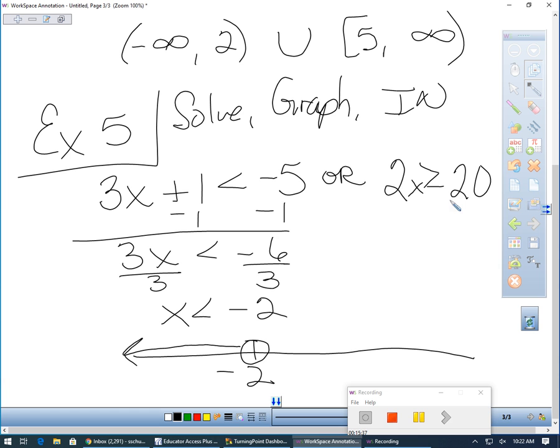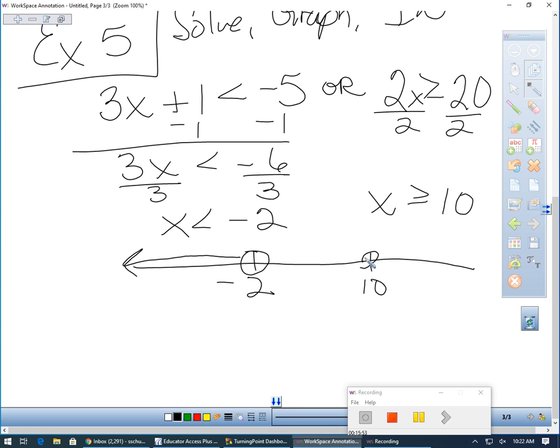Now let's solve the other one. I divide both sides by 2, and I get x is greater than or equal to 10. So on that same number line, at 10, do I have an open or closed dot? Closed. And this one is greater than, so it goes to the right. Again, all OR problems are exactly like that.